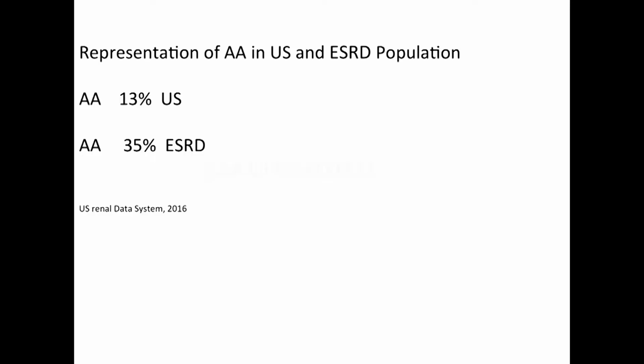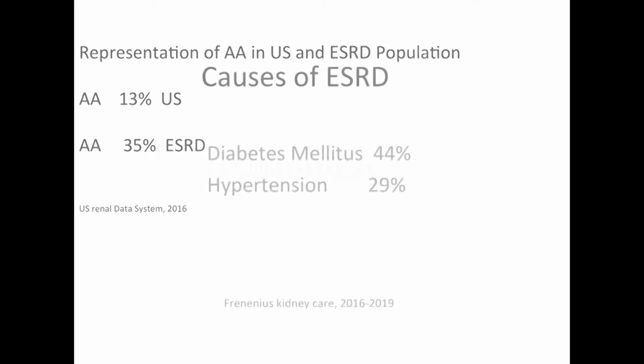Okay, so I'm going to talk a little bit about genetics, and I hope I'm not contradicting Dr. Levesque very much, but there is a genetic component that I need to talk about in terms of renal disease. So let me just start by showing this very simple slide that showed the African American represents about 13% of the U.S. population, yet we represent 35% of the individuals with end-stage renal disease.